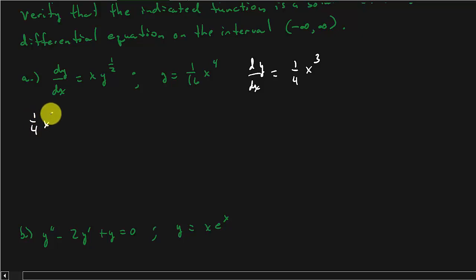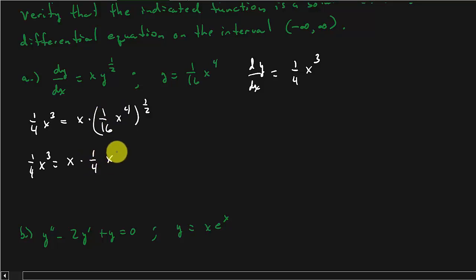So we've got 1/4 x cubed is equal to x times 1/16 x to the 4th raised to the 1/2. And so we get 1/4 x cubed is equal to x times, and when we square root that, that's going to be 1/4 x squared. And so this is going to give us 1/4 x cubed, which is this, and when we multiply, that's going to be 1/4 x cubed. And so we verified that as a solution.